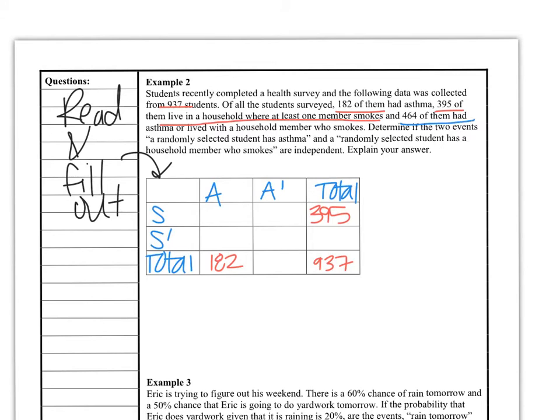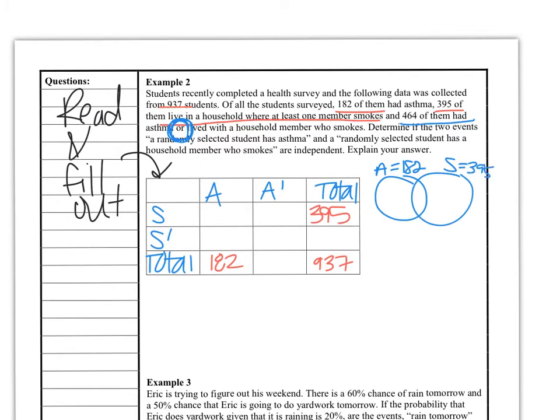464 of them lived in a household or had asthma. So this is where the Venn diagram part's maybe going to come in handy. So we know that asthma is 182. We know that smoker household is 395.